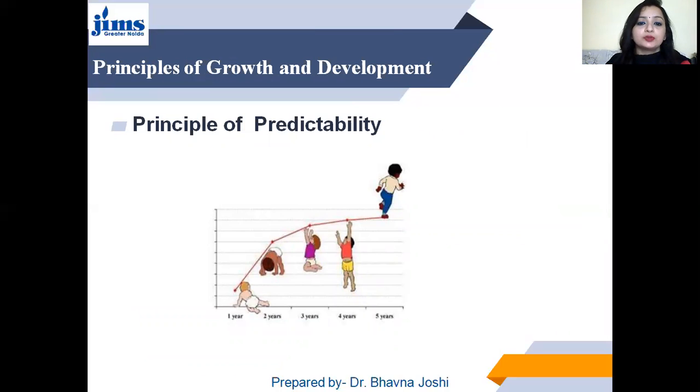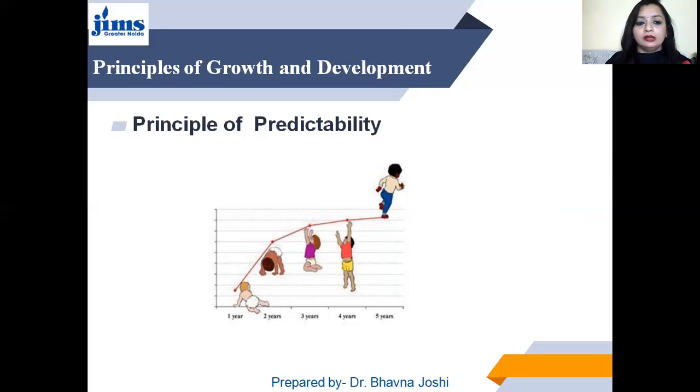Next principle is the principle of predictability. Yes, development is predictable. It is very much predictable. The rate of development may vary from person to person, as we have already studied. But the rate of development for each child tends to be fairly constant. So we can safely predict the physical, mental, social, and emotional development of the child. The rate of development may vary, but it will happen, that is for sure.